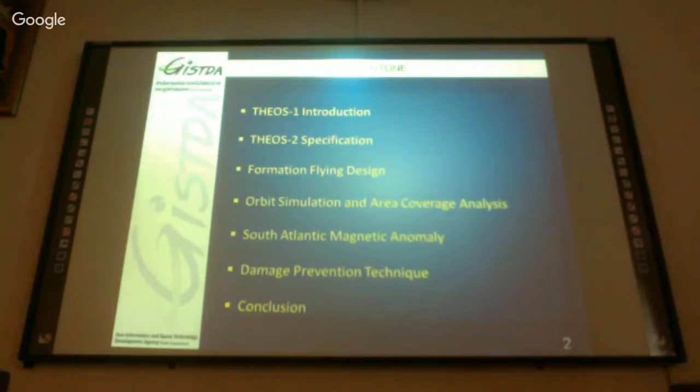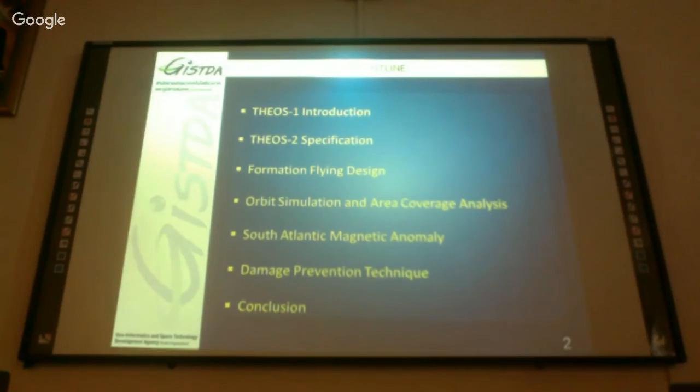Before I go to TO2, I want to introduce TO1 and talk about the design of the formation flying. Then I will go to the repeat circle for the area coverage, which is the mission requirement of the satellite, and talk about SAMA, the South Atlantic magnetic anomaly, and the damage prevention techniques that need your comment.